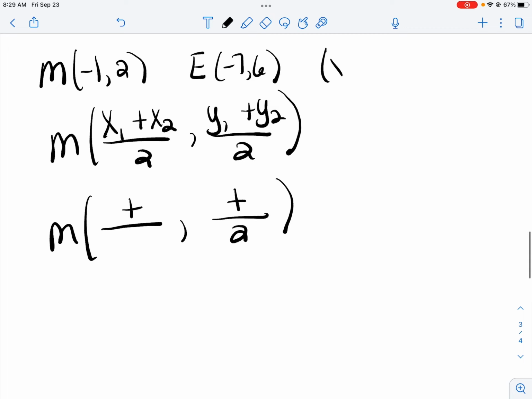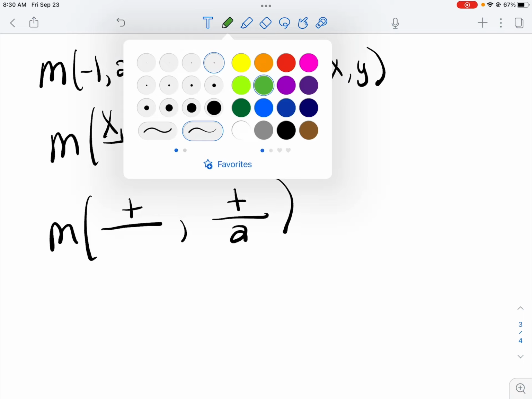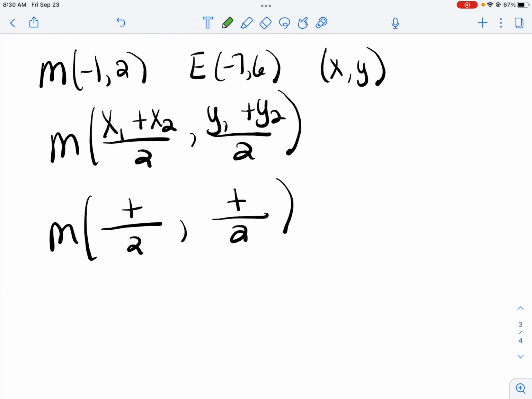Now, I don't know what that other endpoint is, so I'm just going to call it xy. In the first fraction in the numerator, I have the x coordinates, so -7 plus x. And in the second fraction, I'll have the y coordinates, 6 plus y.